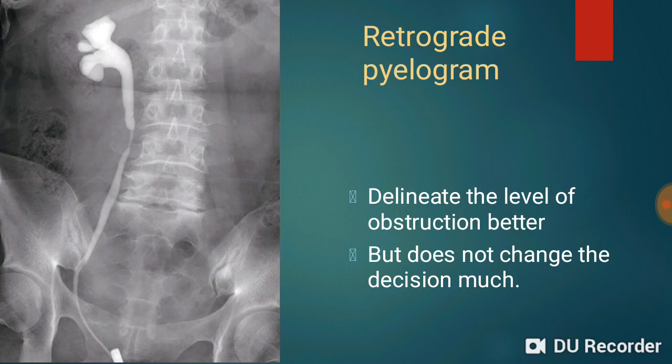The next investigation is retrograde pyelogram. It is generally done peroperatively when we are not completely sure about the anatomy of the ureter or the level of obstruction even after MR urogram. After doing cystoscopy, we cannulate the ureter and pass a dye into the ureter, and with the help of a C-arm we take an X-ray and can delineate the level of obstruction very well.